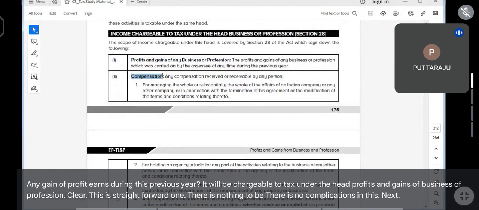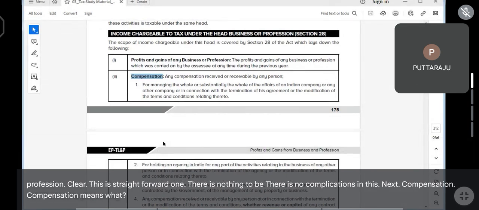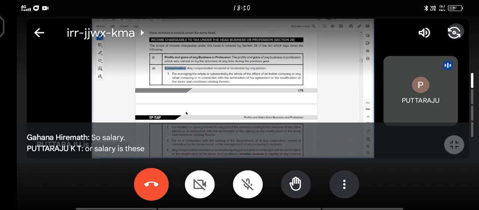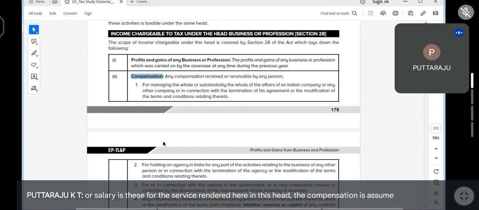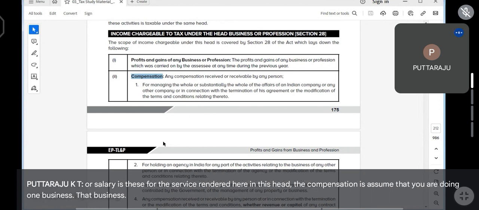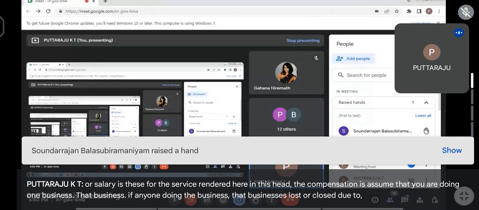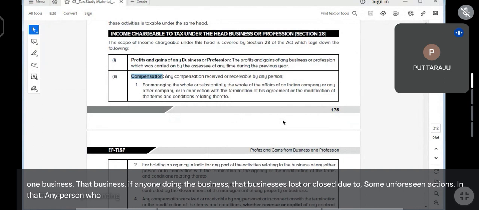Next, compensation. Compensation means what? Meaning of compensation? Salary is for the service rendered. Here in this head, the compensation is this: assume that you are doing one business, and that business is lost or closed due to some unforeseen actions. Any person who compensates for the loss of source of income from this source, that is called compensation.